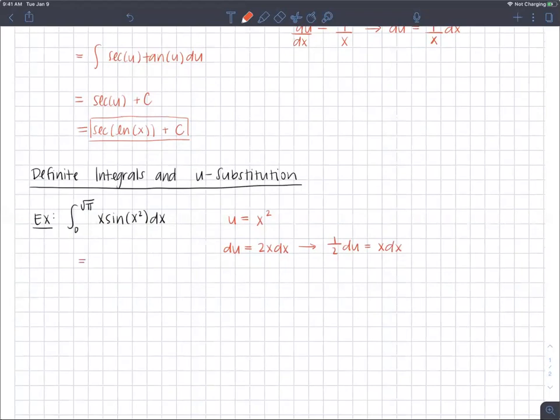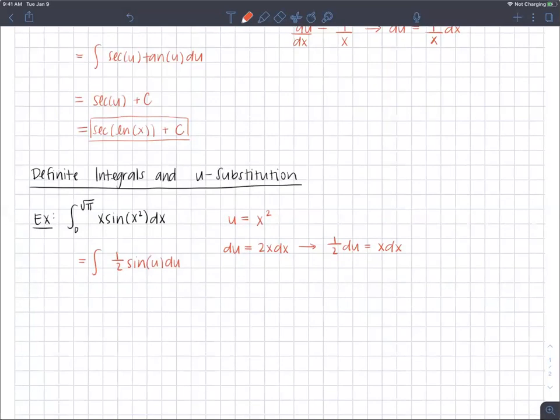So this now, and we have to be a little bit careful here. I'm not going to put my limits just yet for a very specific reason, but what I can do is say that this is sine of u times 1/2 du, so I'll put the 1/2 out front real quick. So 1/2 sine u du.